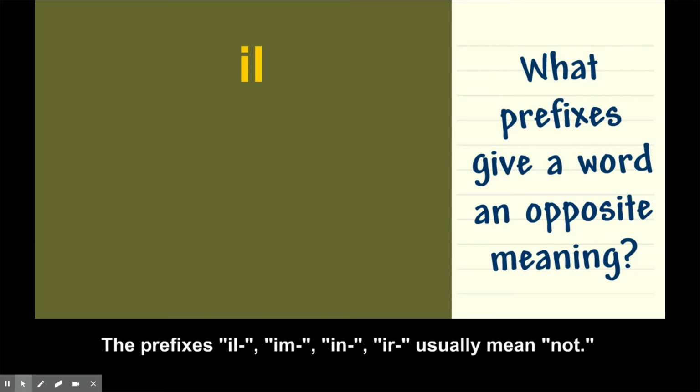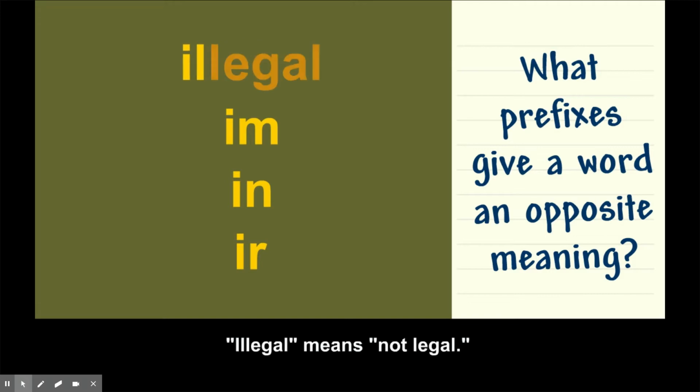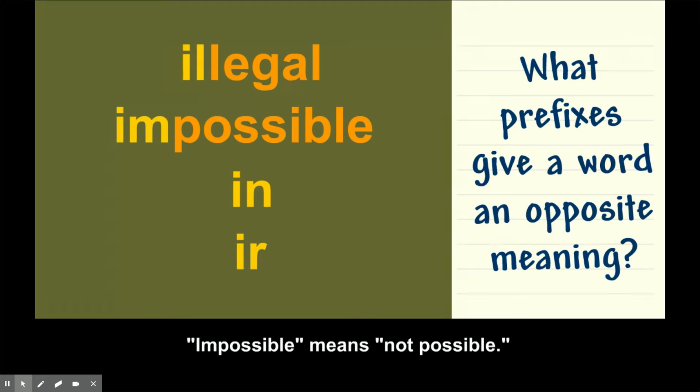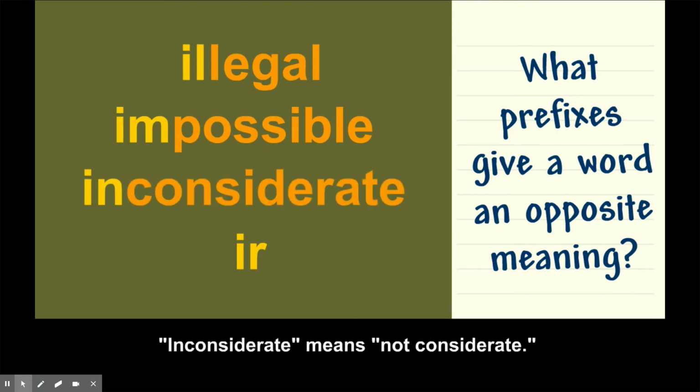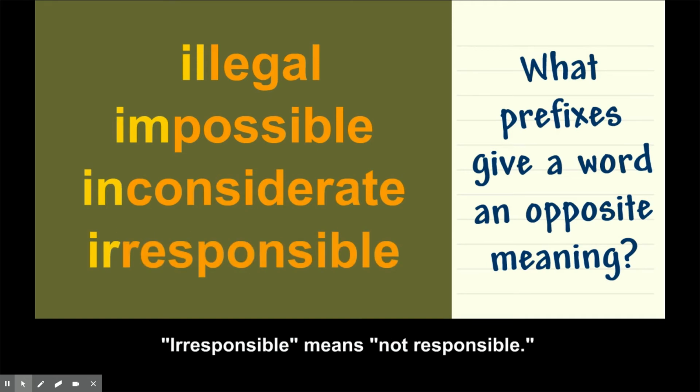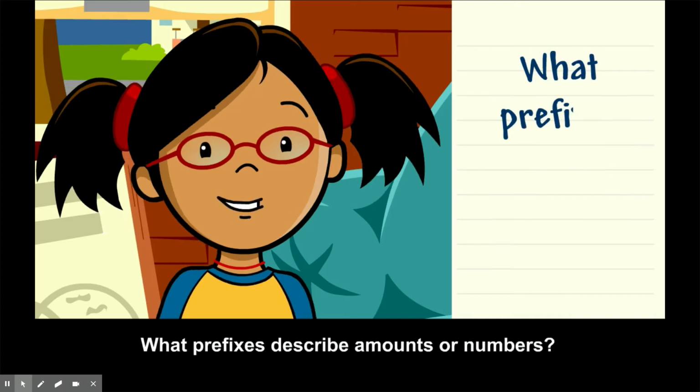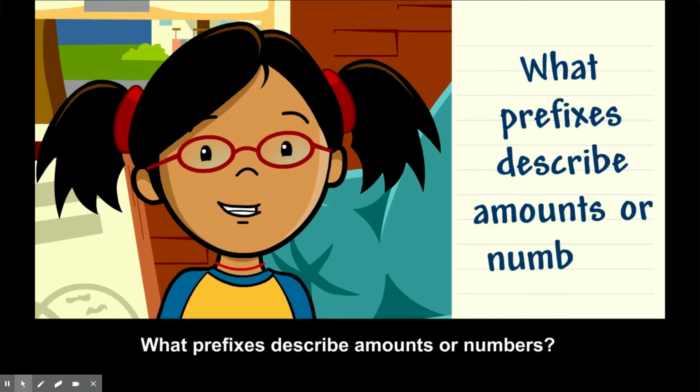The prefixes il, im, in, and ir usually mean not. Illegal means not legal. Impossible means not possible. Inconsiderate means not considerate. Irresponsible means not responsible. What prefixes describe amounts or numbers?